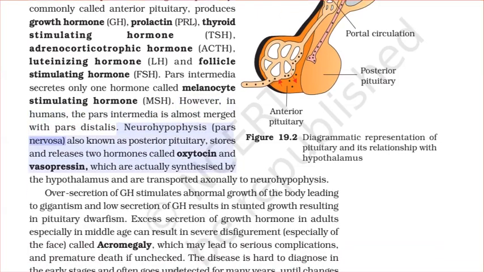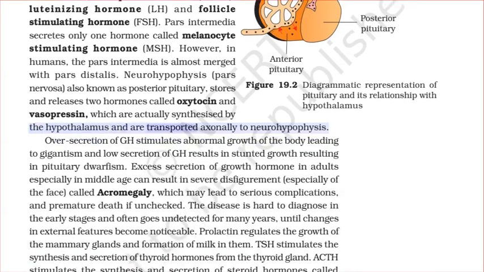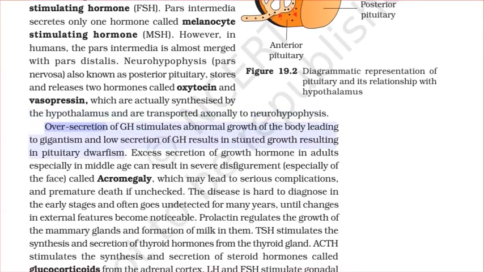Neurohypophysis, pars nervosa, also known as posterior pituitary, stores and releases two hormones called oxytocin and vasopressin, which are actually synthesized by the hypothalamus and are transported axonally to neurohypophysis. Oversecretion of GH stimulates abnormal growth of the body, leading to gigantism, and low secretion of GH results in stunted growth, resulting in pituitary dwarfism.